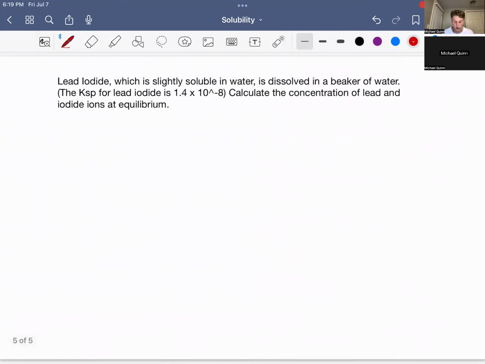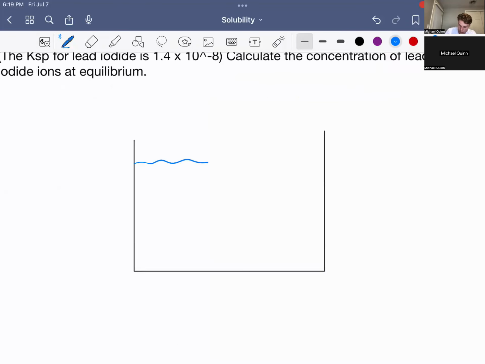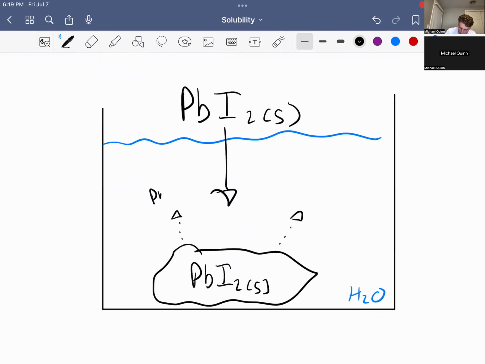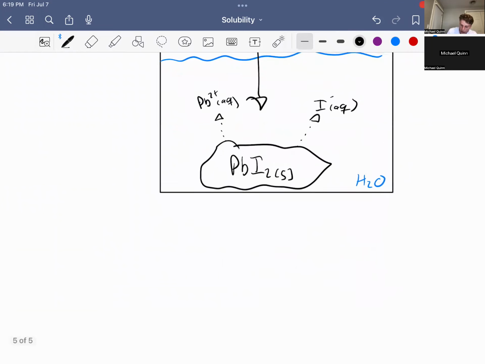So taking a look at our second question, lead iodide, which is slightly soluble in water, is dissolved in a beaker of water. So let's quickly draw a beaker for this situation. So we have lead iodide, which is slightly soluble. So we will see a very similar thing to lead chloride. We see lead ions and iodide ions. So let's write a reaction.